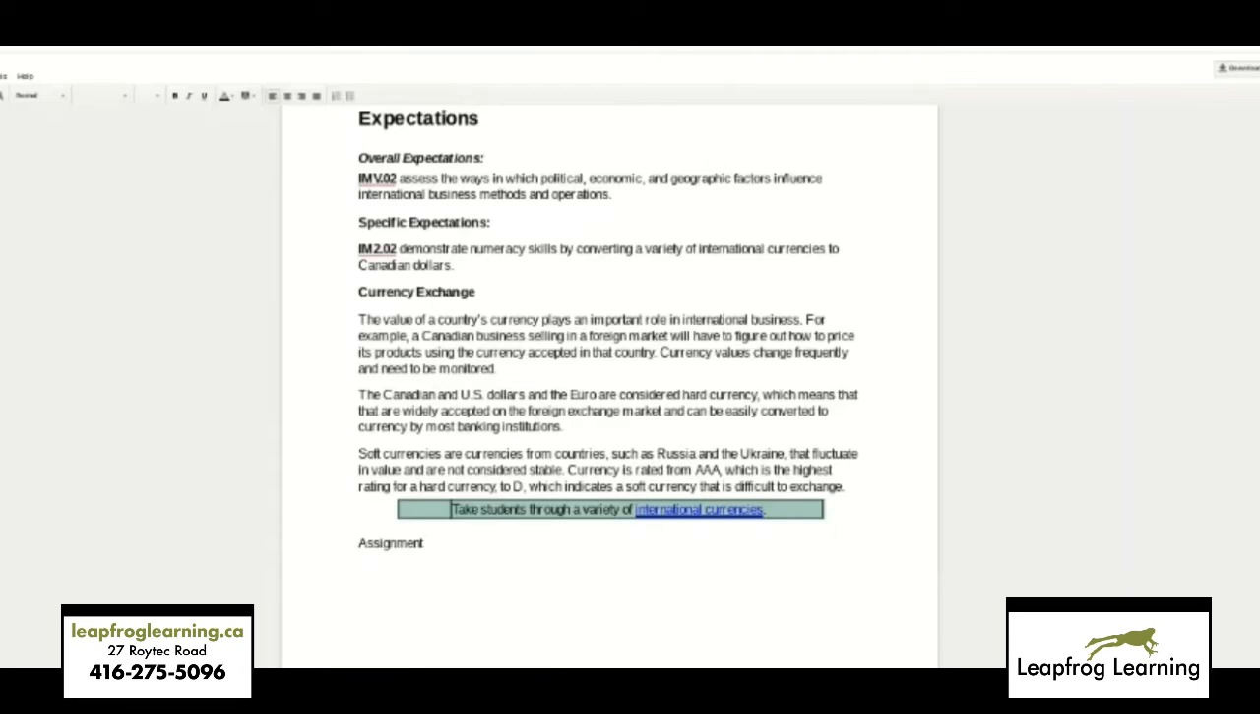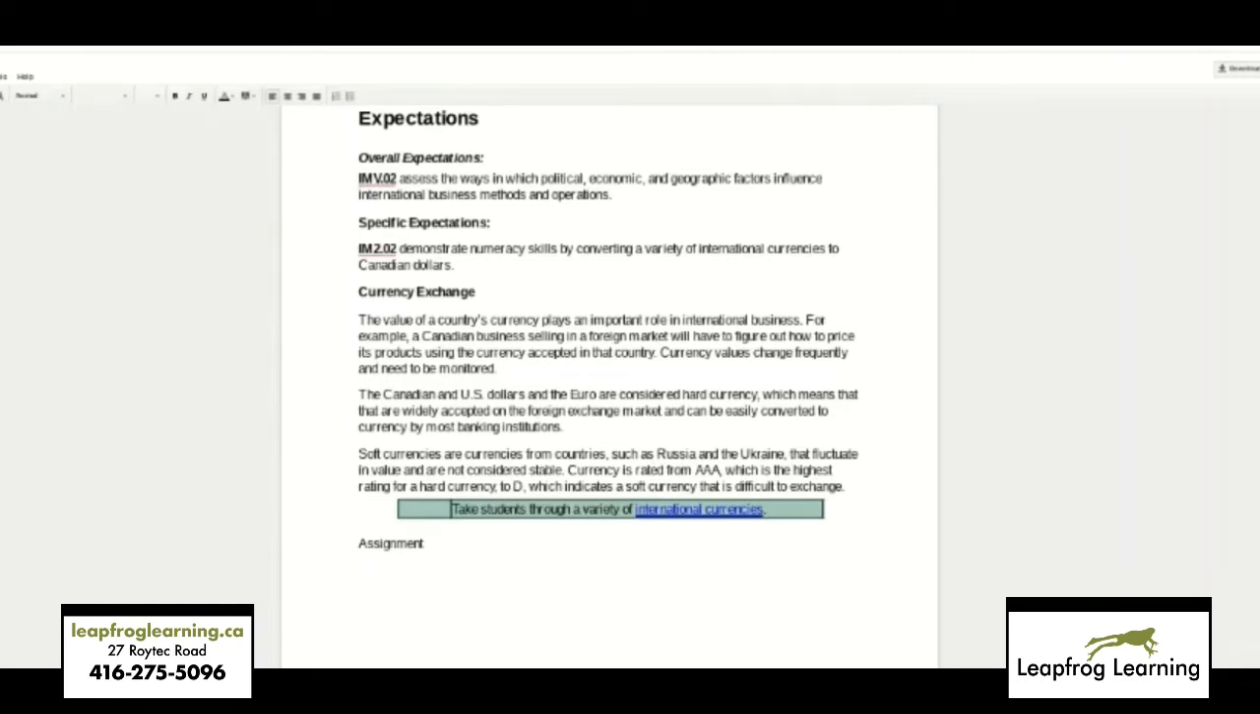A soft currency might be given a lower rating than a harder currency. Currency is rated from AAA, which is the highest rating for hard currency, to D, which is a soft currency rating. So we need to know how to exchange and convert different currencies.